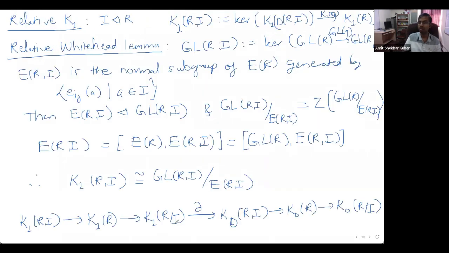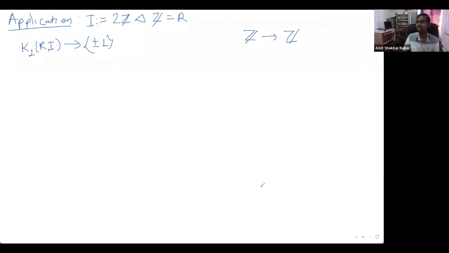Then what is R mod I? It is again a field. Z mod 2Z is a field. So K1 of that field is the group of units, which in this case is 1. And then K0 of R, I. This map actually turns out to be an isomorphism. So you can conclude what happens over here.